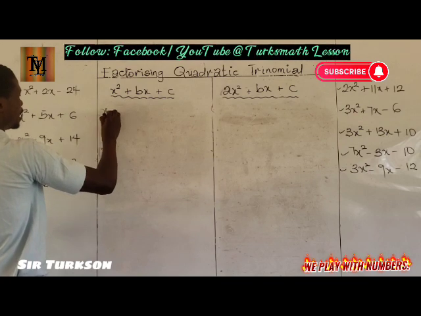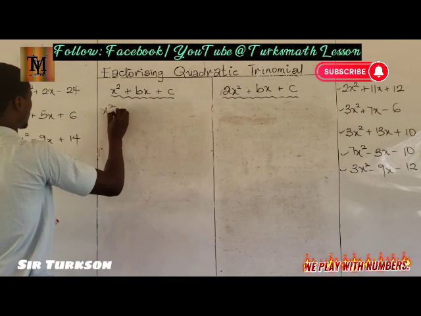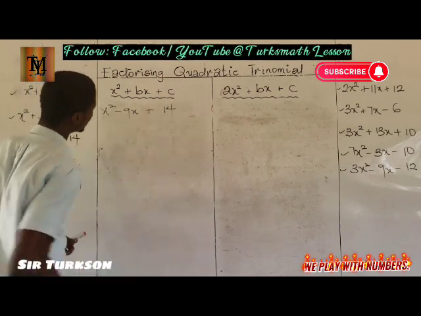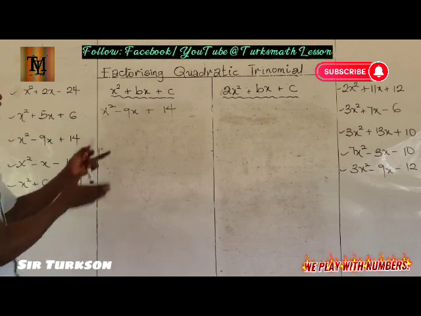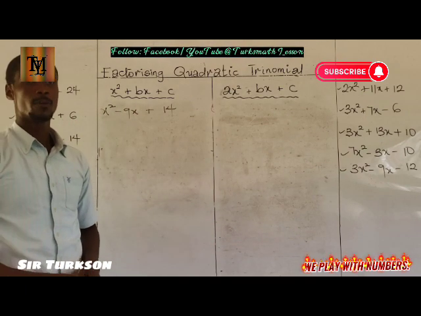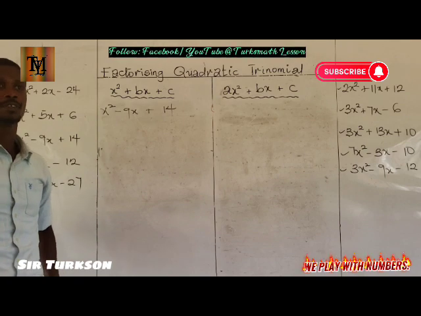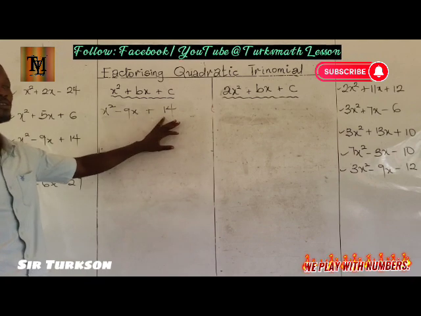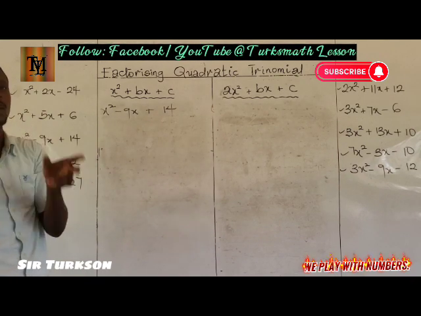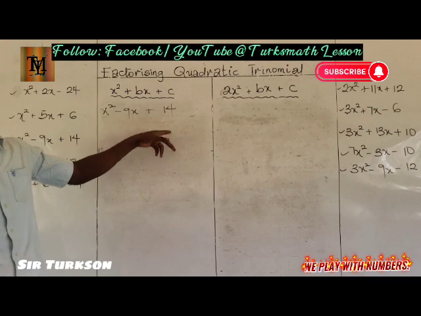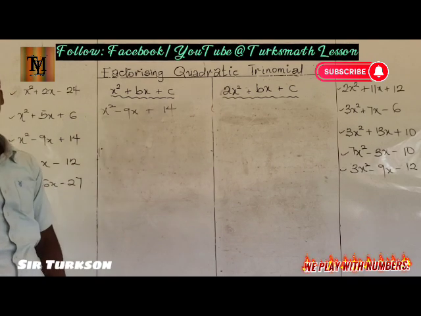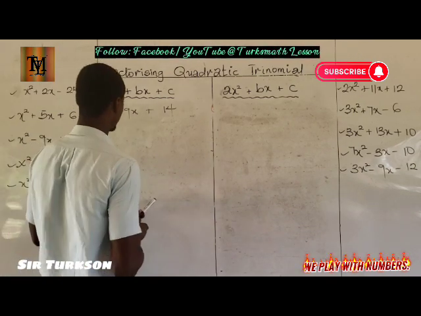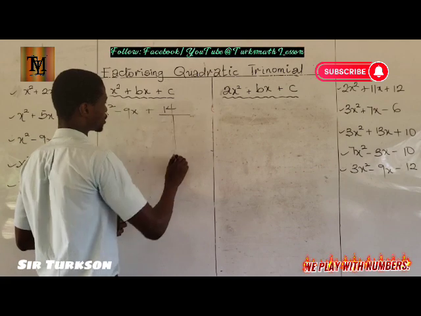x squared minus 9x plus 14. Very good. Now, after this, what are you supposed to do now? You need to get 4 terms. So by getting your 4 terms, you need to get 2 numbers that when you multiply them, you have 14. When you add or subtract, you have 9. Isn't it? Yes. So let's find the factors of 14.